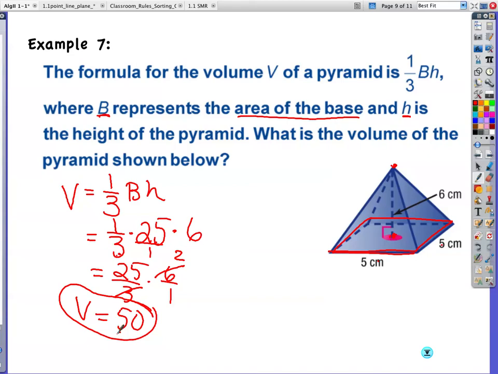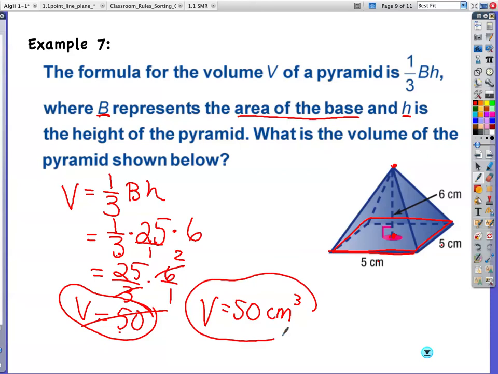And then also it's a volume, so I have to put down, whoops, let me change that. V equals 50 centimeters cubed, because we're talking about length and width and height. We have 3 dimensions in there, and that's our volume is going to be cubed. It's how much can go into that pyramid.